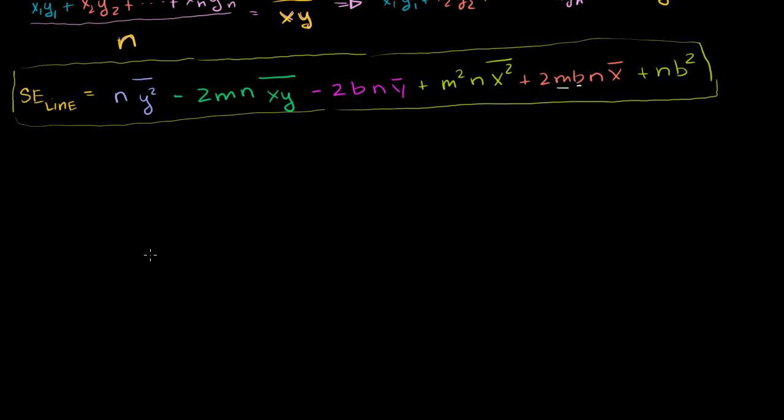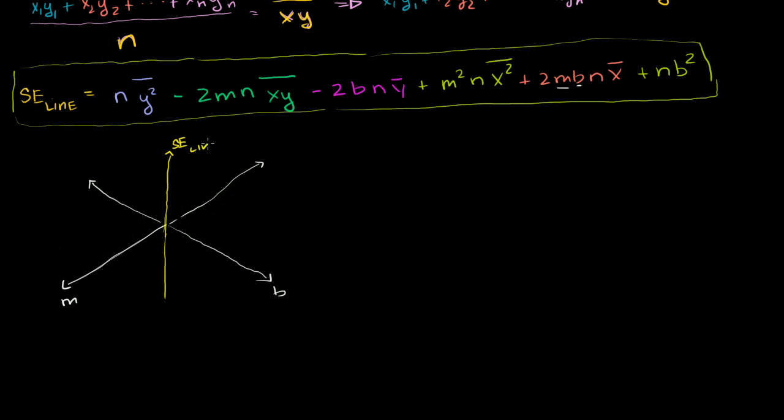So this expression right here is actually going to be a surface in 3 dimensions. You can imagine this right here is the m axis. This right here is the b axis. Let me continue the m axis, and let me continue the b axis. And then you can imagine the vertical axis to be the squared error. This is the squared error of the line.